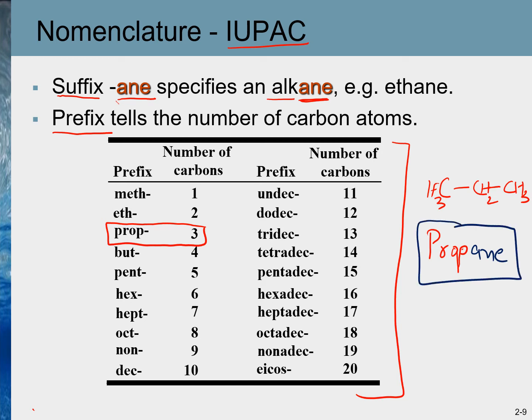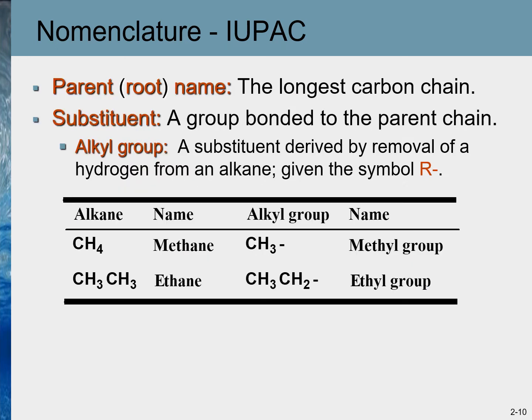Similarly, we can build any linear alkane. By linear I mean that it does not have any branch. In case of a branched alkane, the IUPAC name has two parts. Part 1 is a parent name. Parent name is also known as root name. The parent name indicates the longest chain of carbon atoms in the compound. The second part is substituent. Substituents indicate the branched groups bonded to the parent chain.